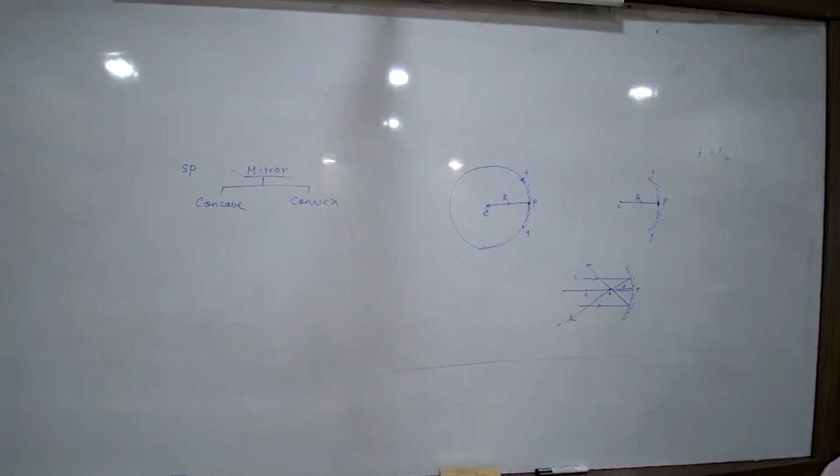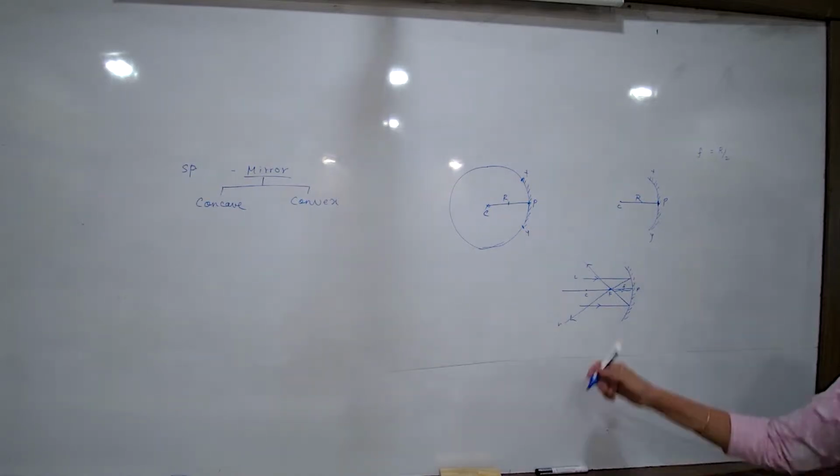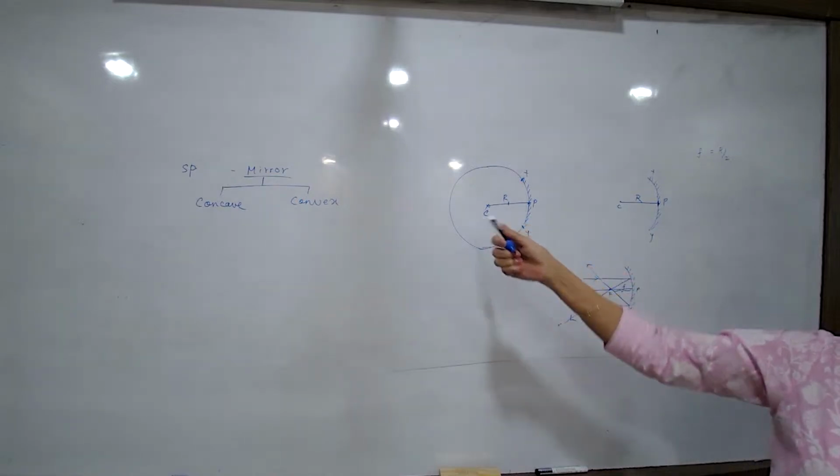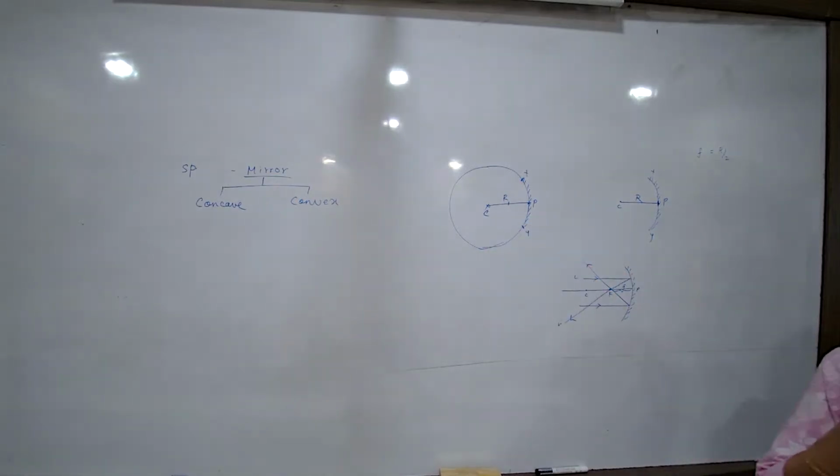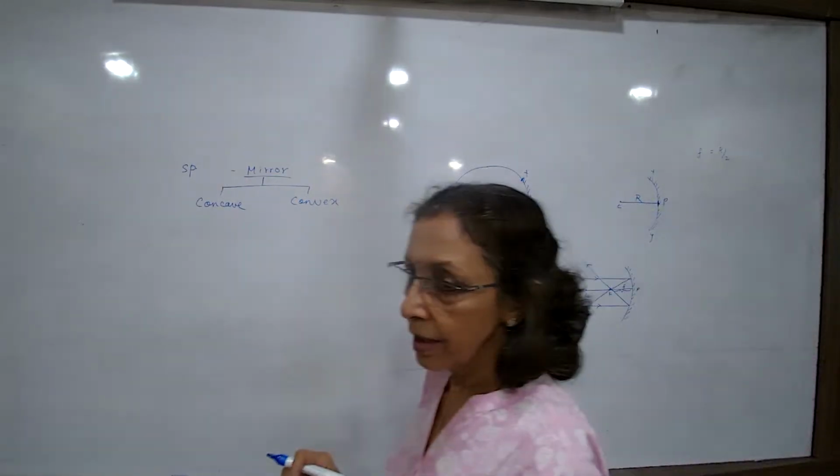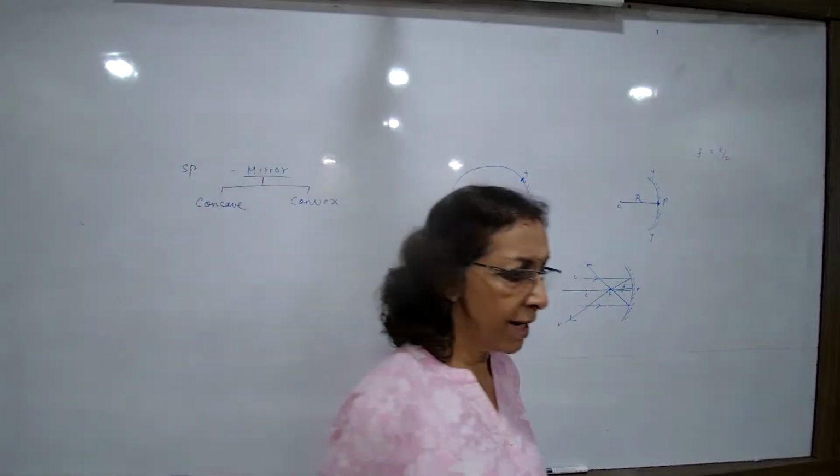This sphere has a center. This point is called the center of curvature of the spherical mirror. I want you to underline the term center of curvature. What is C? Or define. Did you get it?